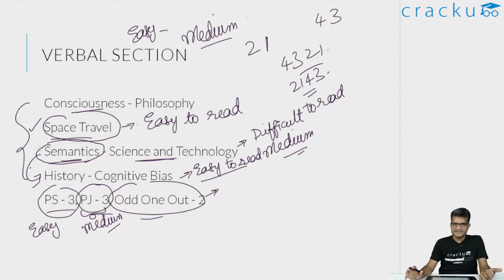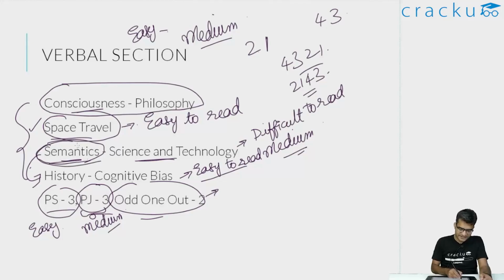But at least the RCs I felt were fairly on the easier side. But there were 2 RCs which were definitely difficult to read. One was the consciousness one, and the other one was semantics. But at least if you are getting one RC, like the space travel one, which is easy to read, and if you are putting in effort, you will get all the 4 questions correct. That is a very big help, especially when you are starting the examination.